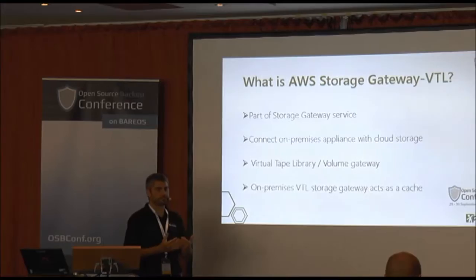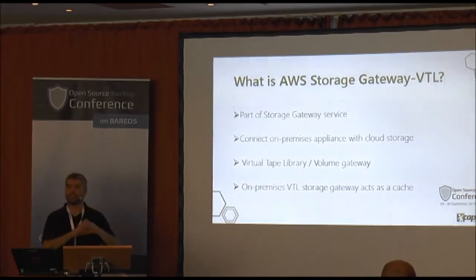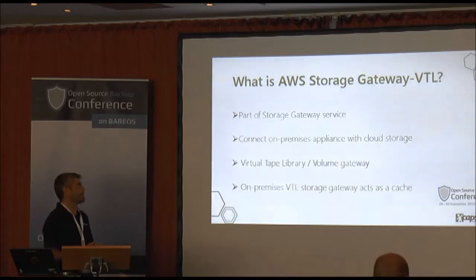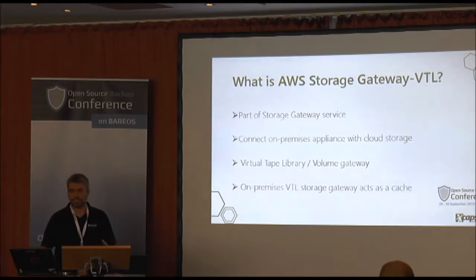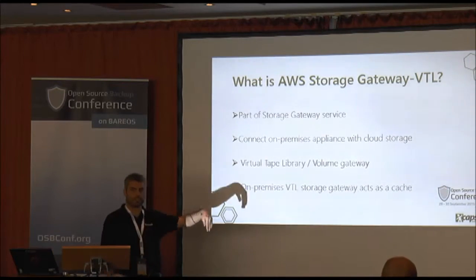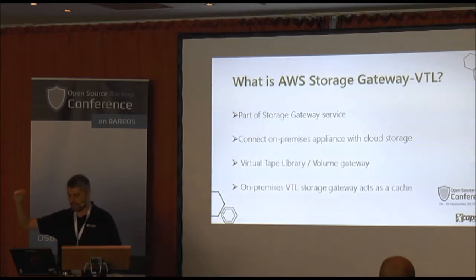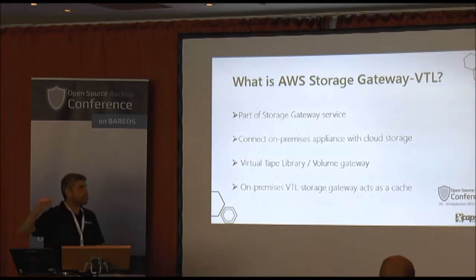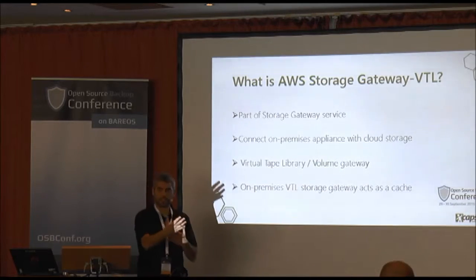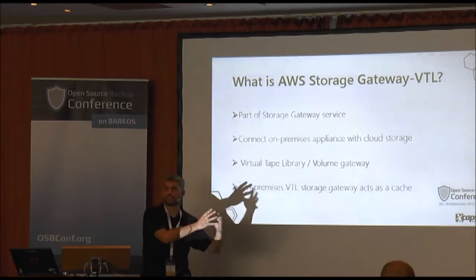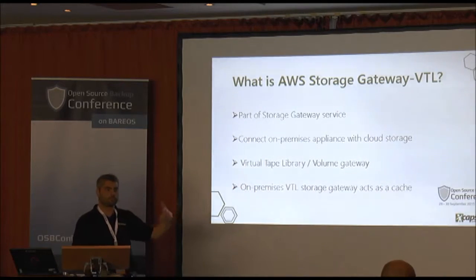So what's this service? The VTL is a particular case of a more general service of AWS that it's called a Storage Gateway Service. The Storage Gateway Service is just a service to connect on-premises your data center with storage in the cloud. Okay. So you have your data center somewhat connected with some kinds of storage in the cloud, maybe for disaster recovery or for tape archival or whatever.